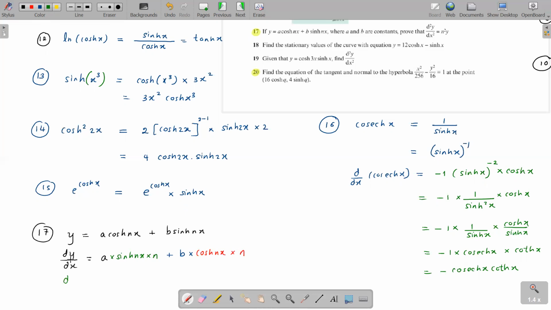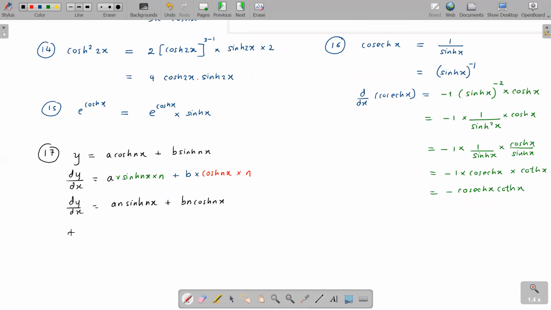So basically, if I rearrange my dy by dx again, I end up getting dy by dx equals, let's take the an in front, minus an sin nx plus bn cos nx. Is that okay? So now let's differentiate the second time, d square y by dx square. Shall I directly write? The sin nx differentiation is cos nx into n, which gives me minus a n square cos nx plus, bn is a constant, cos nx differentiation is minus sin nx into n.